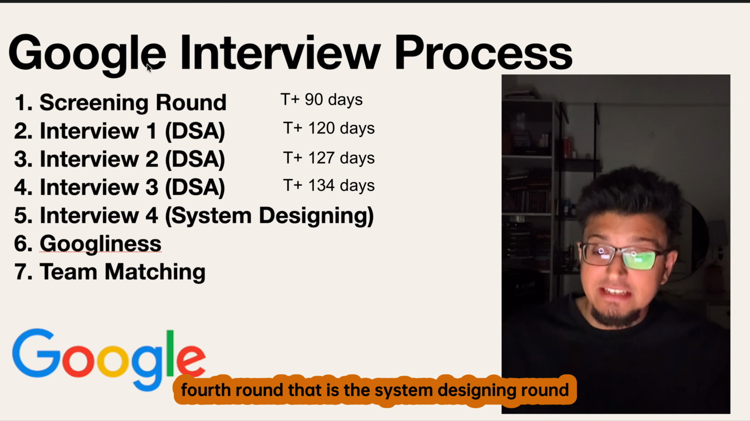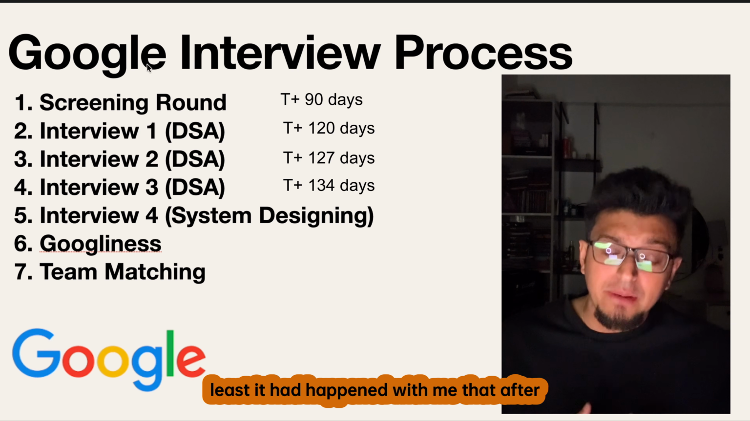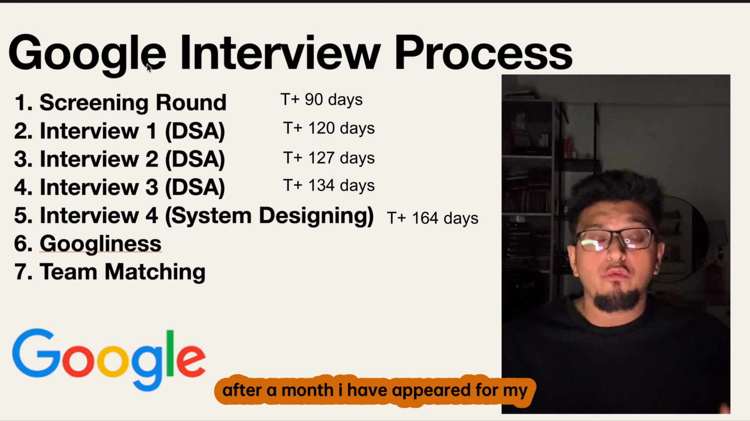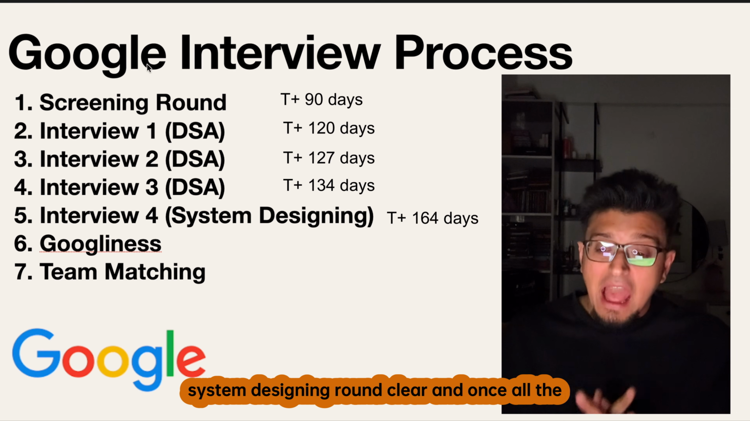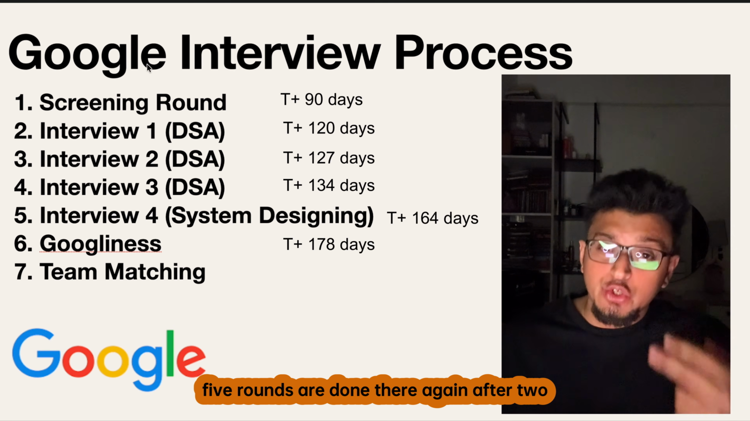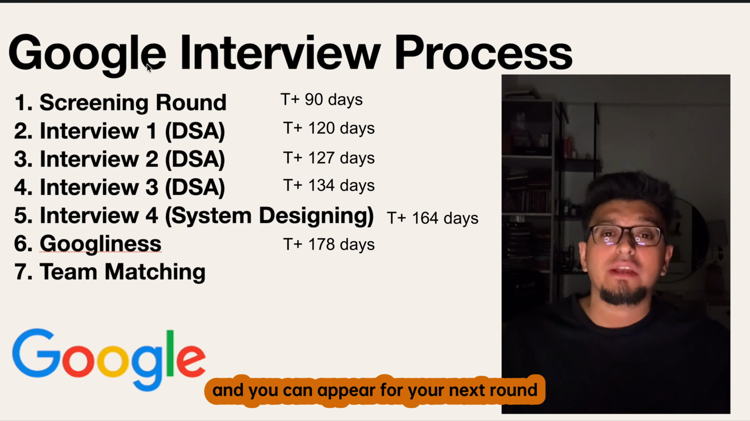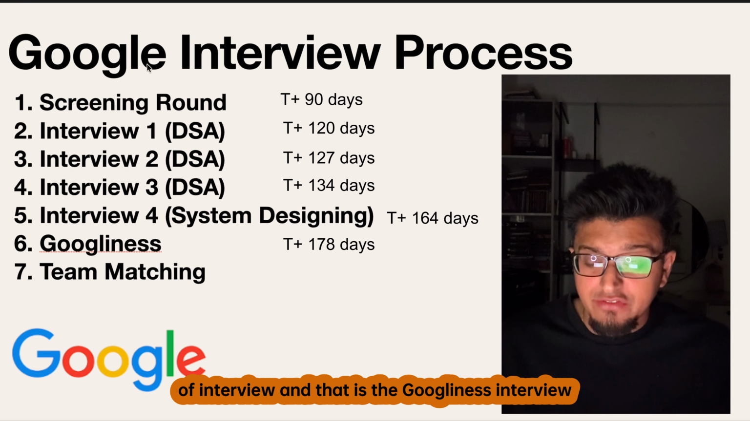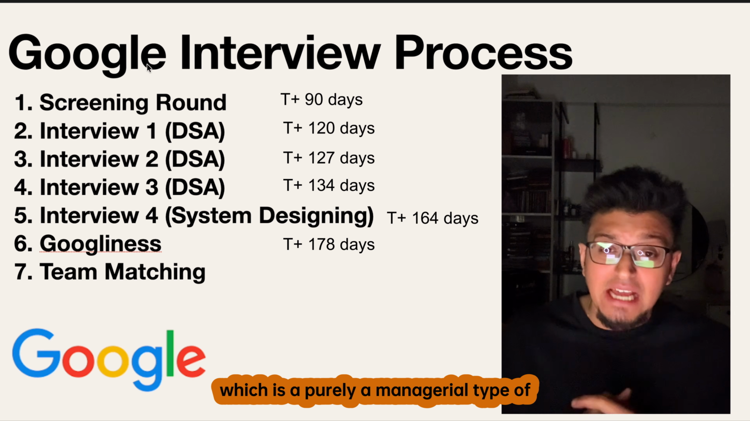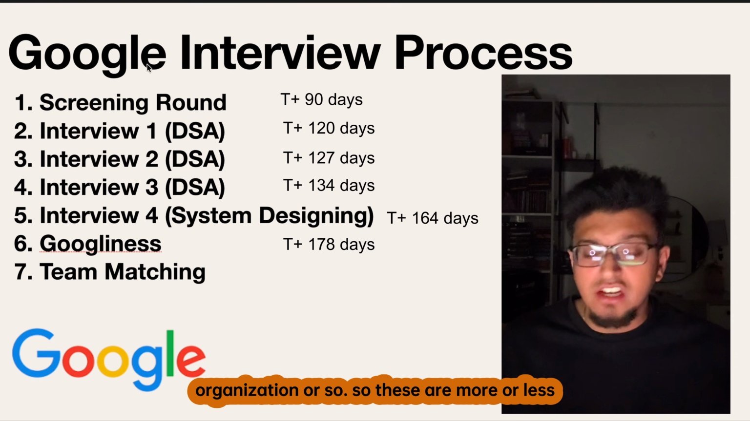And your fourth round, that is the system designing round, will also take place after a month. At least it happened with me that after I gave my third round of interview, after a month I appeared for my system designing round. Clear? And once all the five rounds are done, again after 2 weeks I got the call from my hiring HR that you have cleared all the rounds and you can appear for your next round of interview, and that is the googliness interview, which is a purely managerial type of round where you will be asked questions like whether you are fit for the organization also.